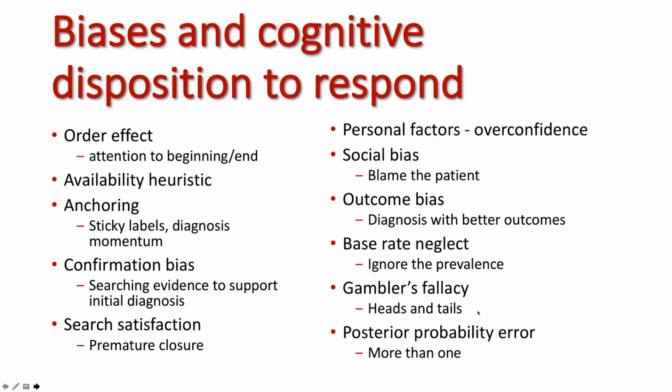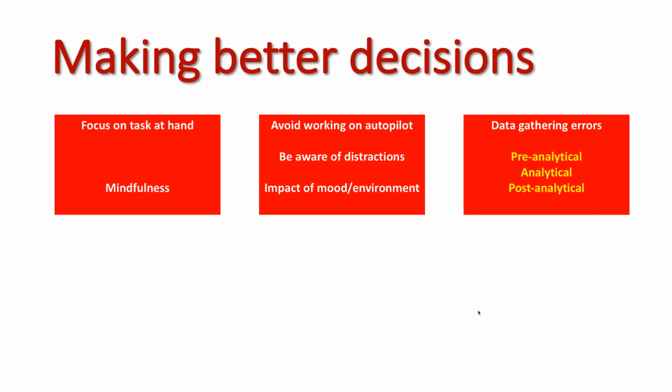And then finally, what is known as the posterior probability error, which is exactly the opposite of this. Just because you have seen 2 cases with a condition, the fourth case cannot have a different condition. So that is exactly the opposite of the gambler's fallacy.